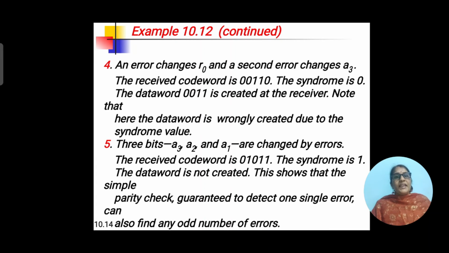In case 4, an error changes R0 and a second error changes A3. The received code word is 00110. The syndrome is 0. The data word 0011 is created at the receiver. Note that here the data word is wrongly created due to the syndrome value. The fifth case is where 3 bits, A3, A2 and A1, are changed by errors. The received code word is 01011. The syndrome is 1. The data word is not created. This shows that the simple parity check, guaranteed to detect one single error, can also find any odd number of errors.